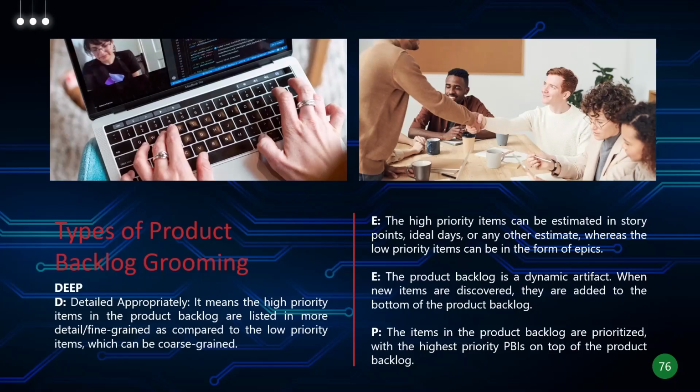And then P is for prioritized. So the items in the product backlog have to be prioritized. The highest priority items have to be on top of the product backlog. And this is based on the value that you're delivering. That's how they're prioritized. And lower ones have to be at the lower part of the product backlog.